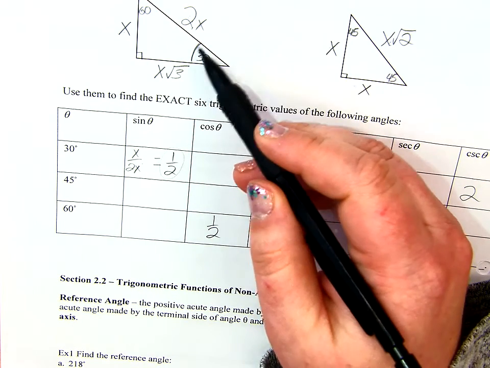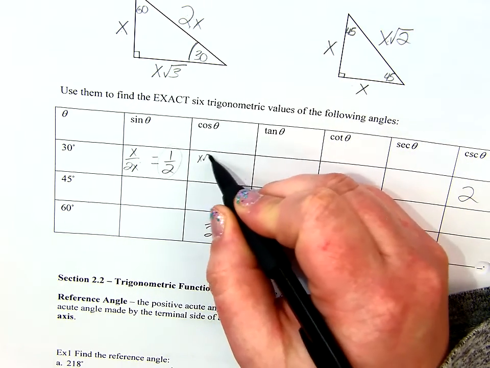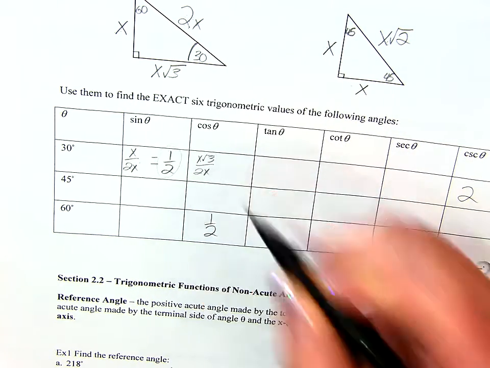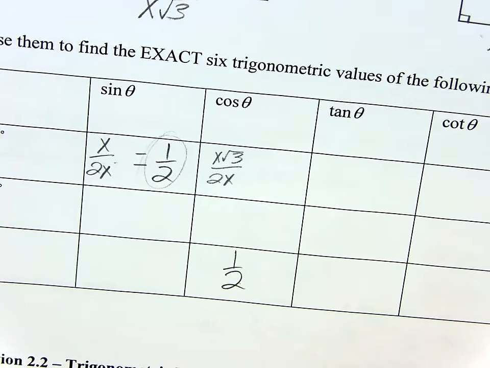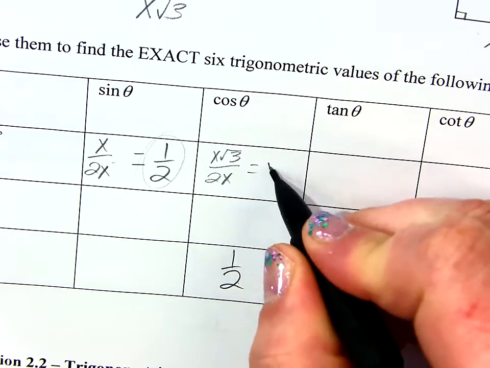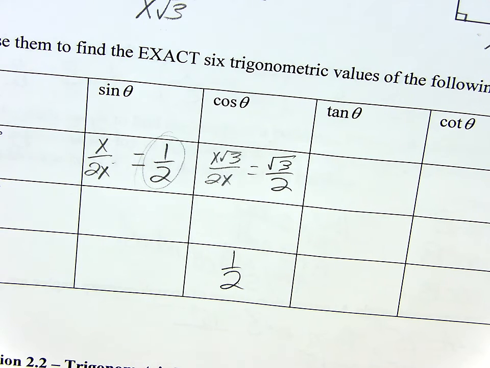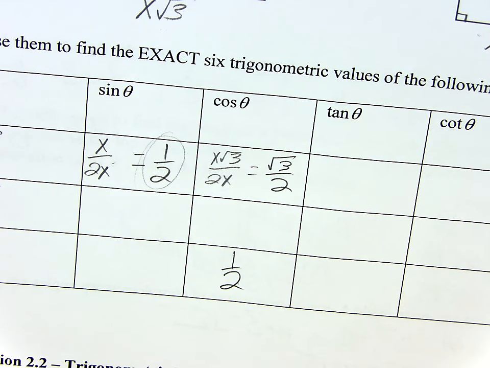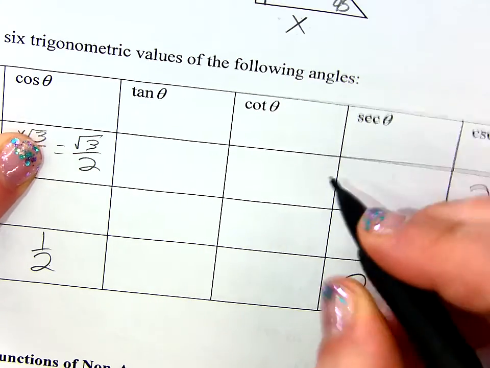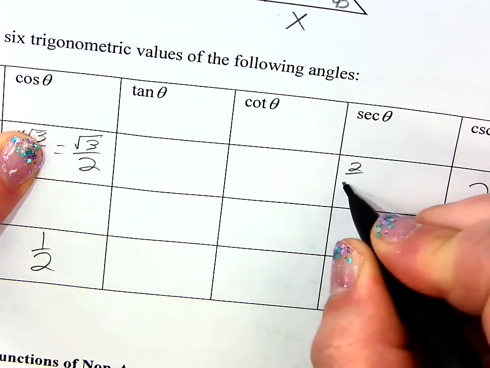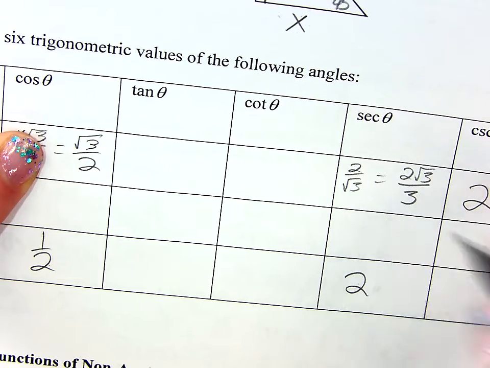Cosine of 30 would be adjacent over hypotenuse. So that would be x root 3 over 2x. But if you simplify that, what does x root 3 over 2x become? Root 3 over 2. Great. So I have cosine, so that means I also have secant because they're reciprocals. So I would just do the reciprocal of that over here. That would be 2 over root 3, but of course I can't leave it like that, so I end up with 2 root 3 over 3.